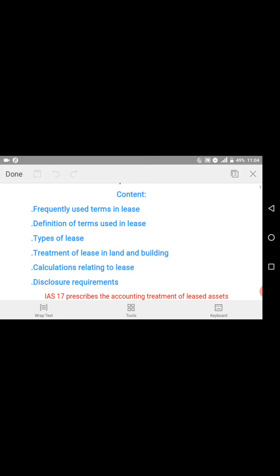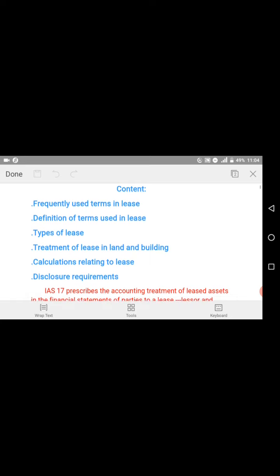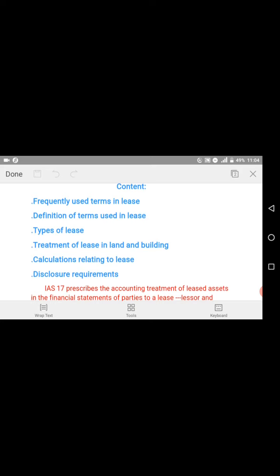So we'll cover these 6 bullet points over the course of our lectures, which I'll divide into two sections because of the length of lease teaching. This will be part 1. Then further classes will have part 2 as the second part of the lease treatment.